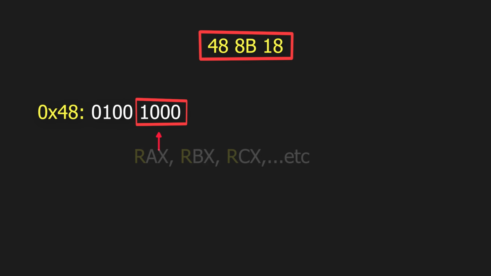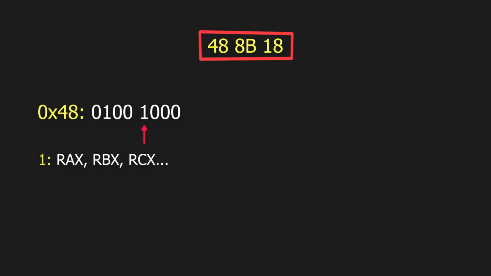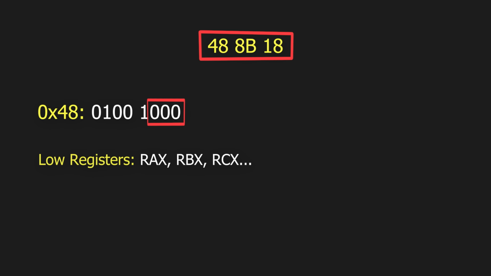Now, the last 4 bits here are called the WRXB bits. Each bit here has a specific meaning. This bit indicates the operand size. If it's set to 1, that means we're going to be working with 64-bit registers. If it's set to 0, we're going to be working with 32-bit registers. The last 3 bits here indicate whether we are going to be working with low registers or high registers. We'll get back to those 3 bits in a sec.